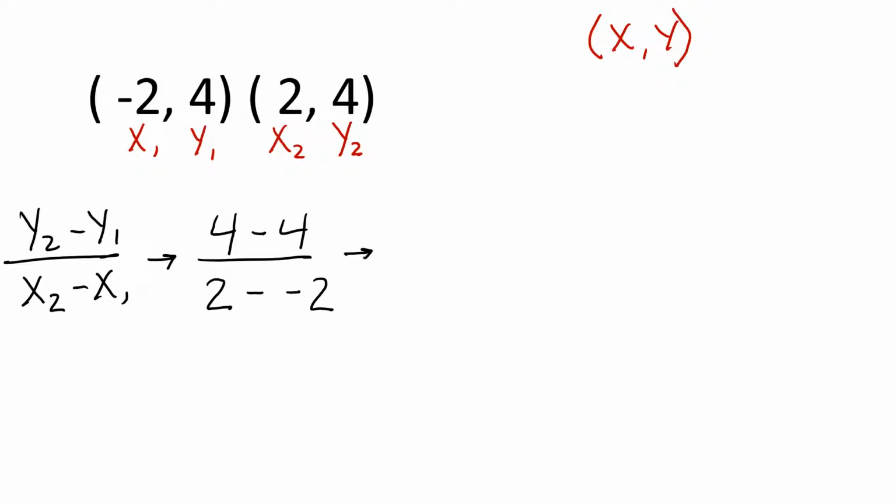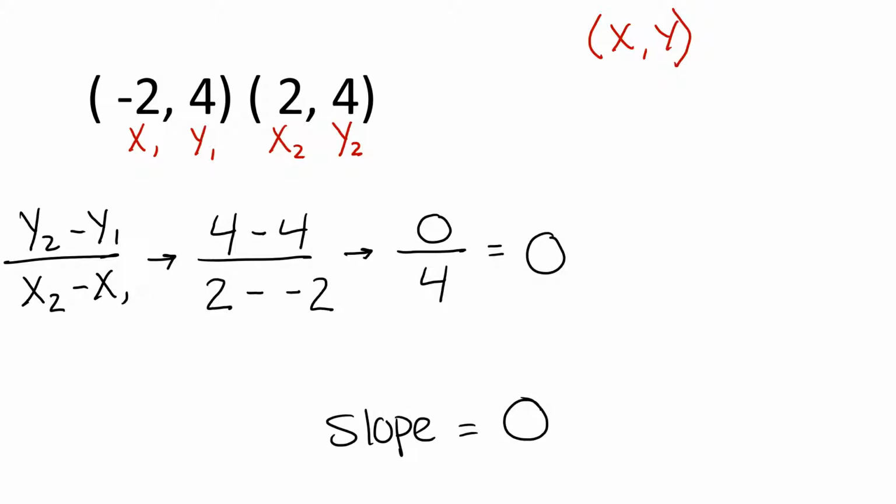You can use your calculator on this type of problem. 4 minus 4 is going to give you 0. 2 minus -2 is going to give you a positive 4. 0 divided by 4 is 0. So we have a slope of 0.